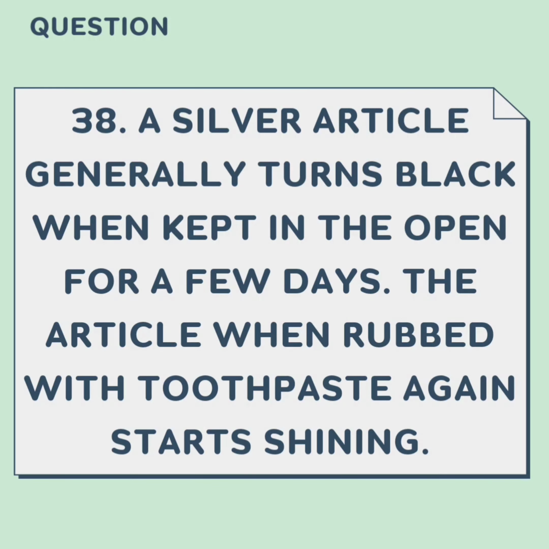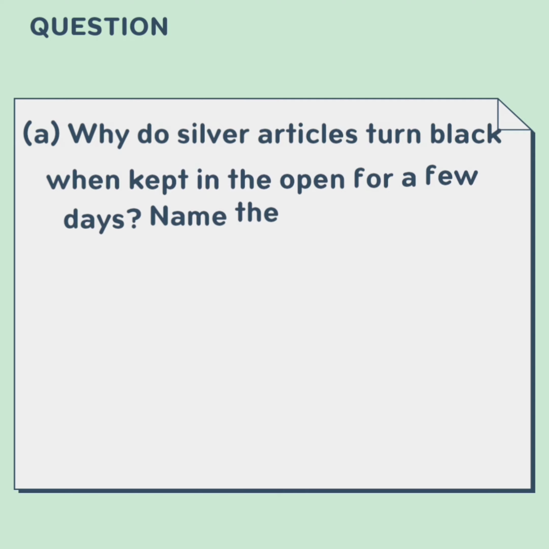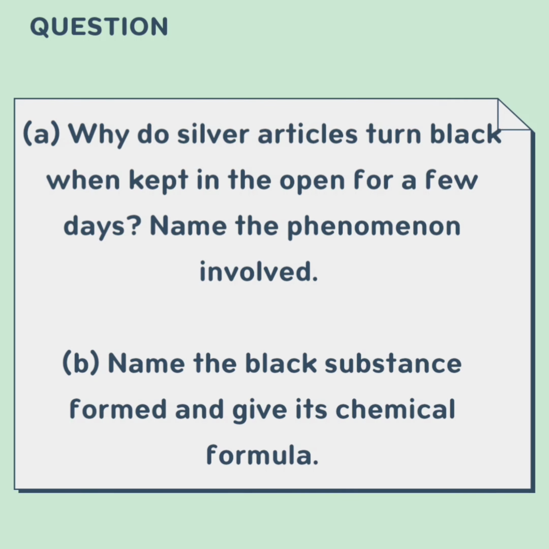38. A silver article generally turns black when kept in the open for a few days. The article when rubbed with toothpaste again starts shining. A. Why do silver articles turn black when kept in the open for a few days? Name the phenomenon involved. B. Name the black substance formed and give its chemical formula.